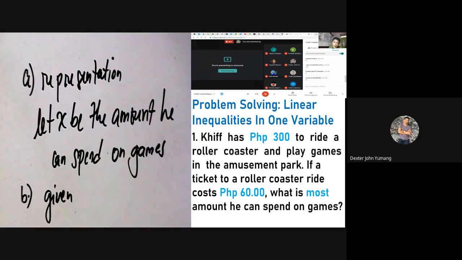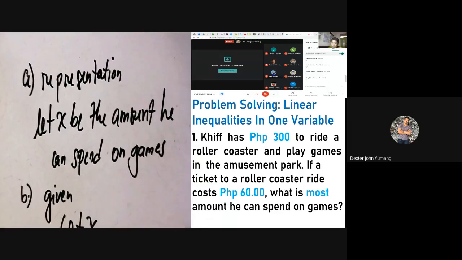Okay, for the given, alam natin na 60 pesos yung per ticket. But we don't know the amount that you can spend on games. So, ginawa natin siya ng X. Therefore, kapag i-add natin sila, ang sagot is 60 plus X. Bakit natin kailangan i-add? Kasi nga po, kukunin natin yung gasto nila.